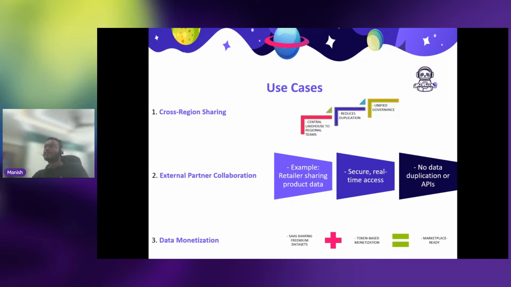The external partner collaboration, which is again an example of Power BI, where we can share the data with the help of Databricks to Power BI. Then the third one is data monetization. With the help of Delta Sharing, you can use all these three options.